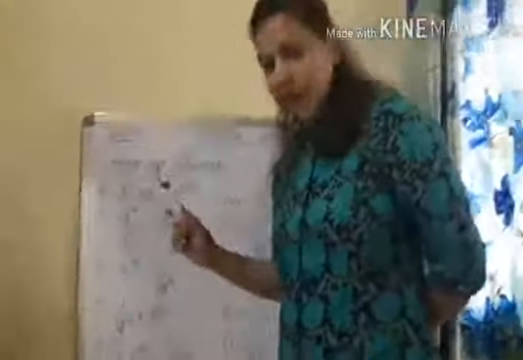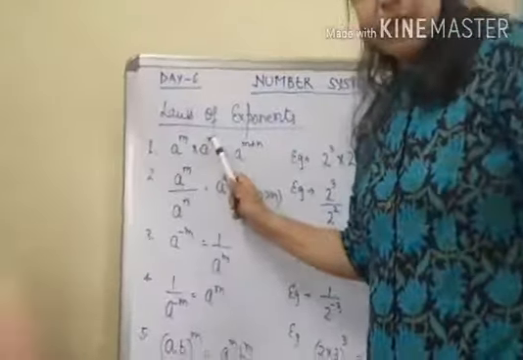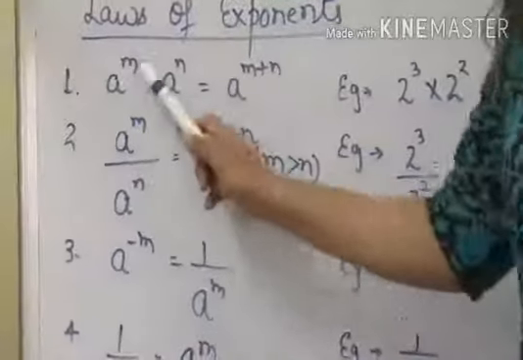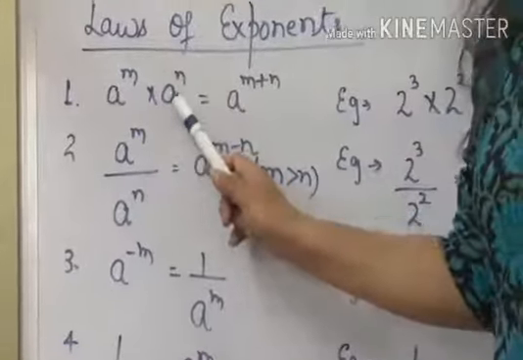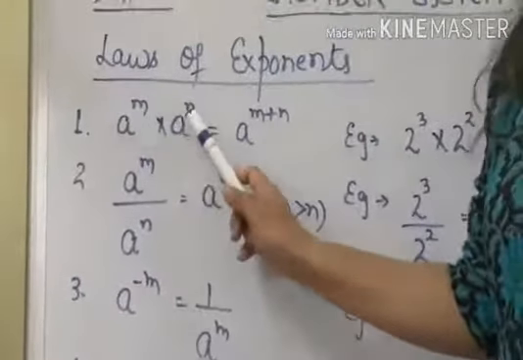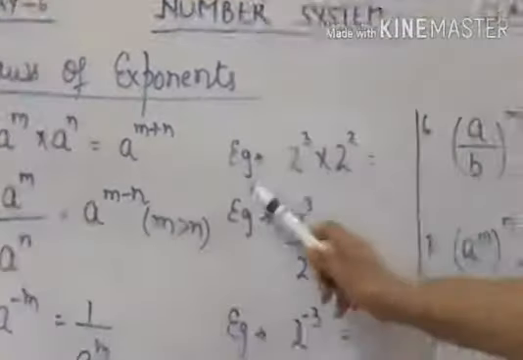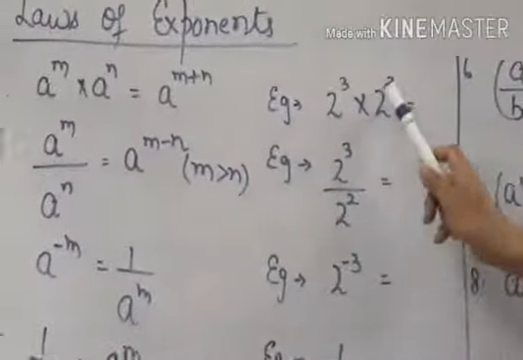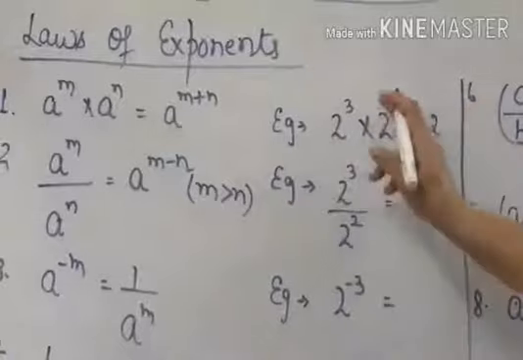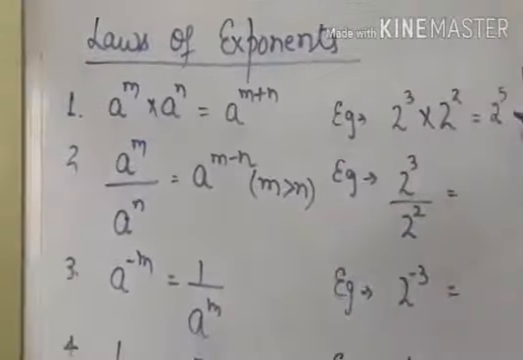First law of exponent is a raised to the power m into a raised to the power n. What does it give you? A raised to the power m plus n. It means if the base is the same, then powers are to be added, where a is the base and m and n are powers. So powers will be added. Suppose one example is 2 raised to the power 3 into 2 raised to the power 2. What will it become? 2 raised to the power 3 plus 2. It will become 2 raised to the power 5.